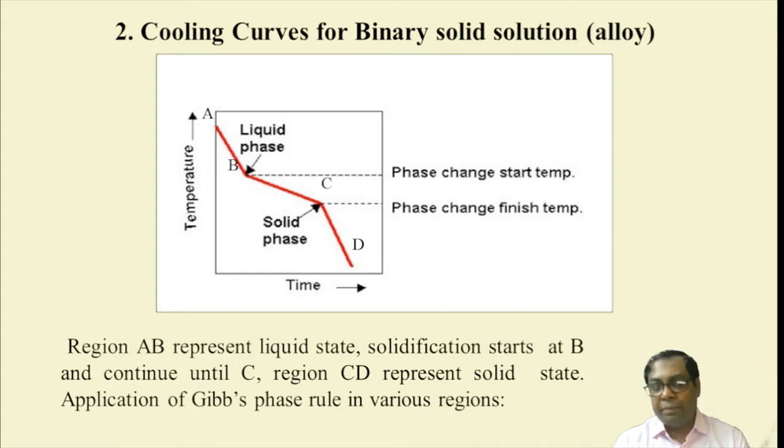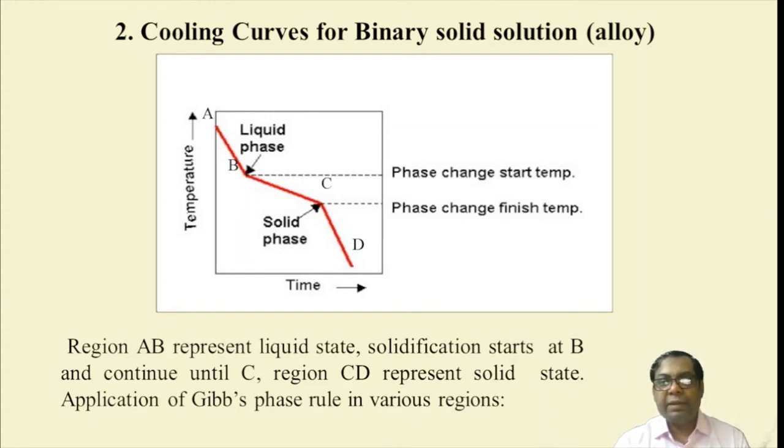But it was a very simple one, but more practical in case of metallic or alloy. We are considering this particular type of curve, where we can see that from point A to point B, uniform reduction of temperature occurs, but from point B to point C, the change of phase occurs not at a very constant temperature.